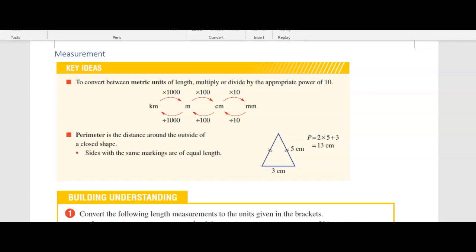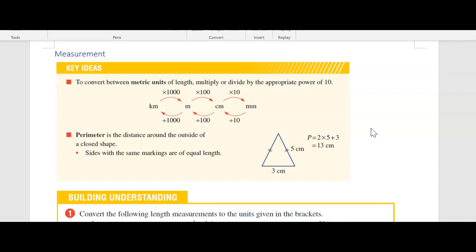Hi everyone, in this video we're going to go through the measurement section of your exam revision theory. This is a long section, so I'm going to maybe skip a few things just so we can keep this video between 20 and 30 minutes. I don't want it to go over 30 minutes, but we'll see how we go.